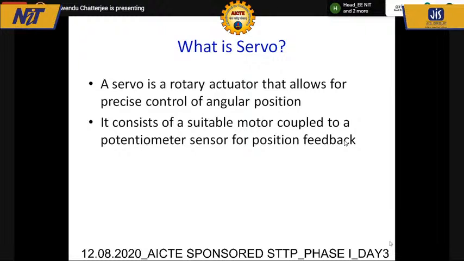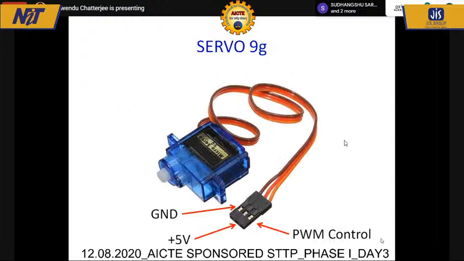Now, how does it work? It consists of a suitable motor coupled to a potentiometer sensor for position feedback. This is the classical position feedback control that we study in our control system. Now, if you see, how does it look like? This is a very small structure, hardly 1 inch, and you can easily buy it online.